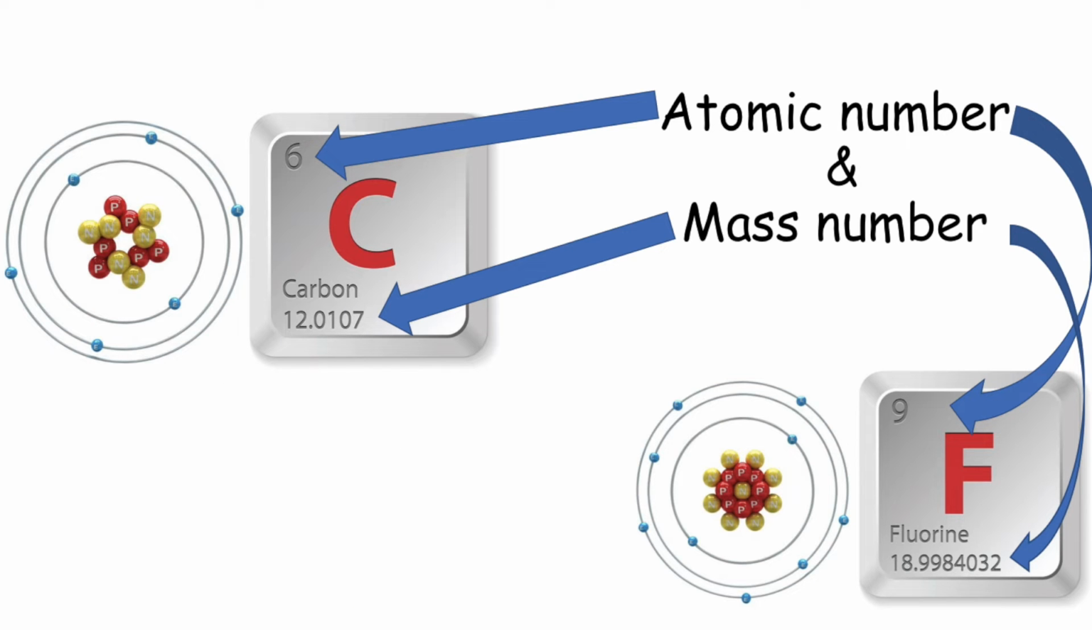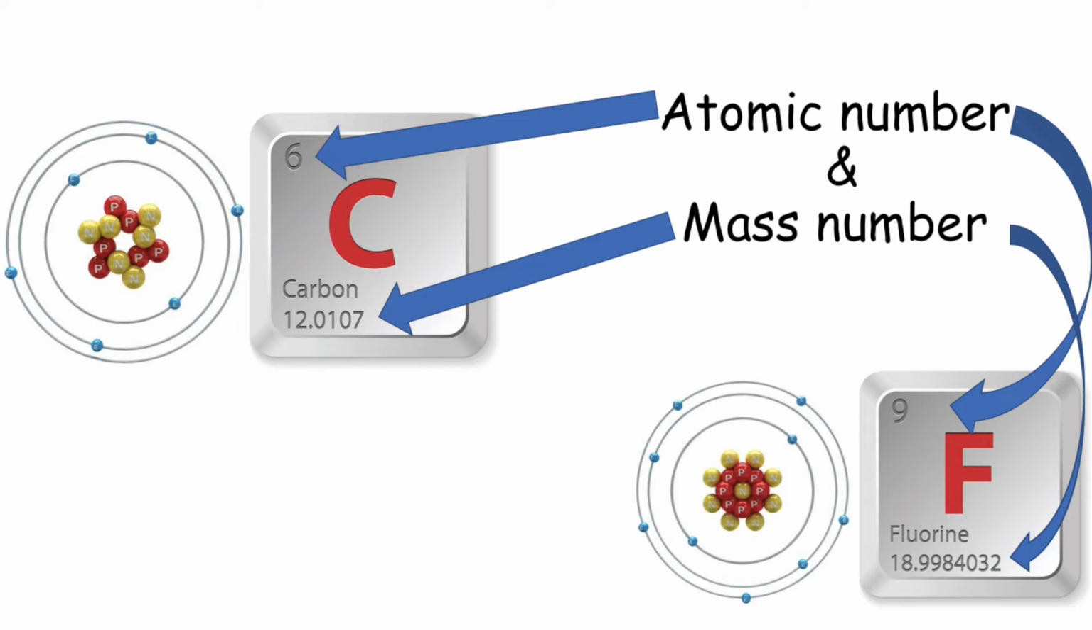Now, if we want to know how many protons, neutrons, and electrons an atom is made up of, we need to talk about the atomic number and the mass number. The atomic number is the one that you'll find in the top left-hand corner. This tells us how many protons an atom has. The bottom number and the larger number is the mass number. I always remember this, that mass is massive. It's the largest one of the two.